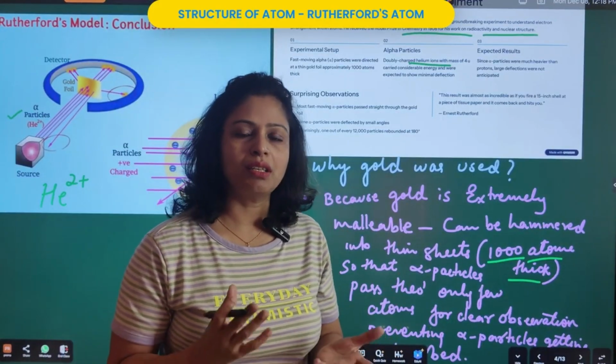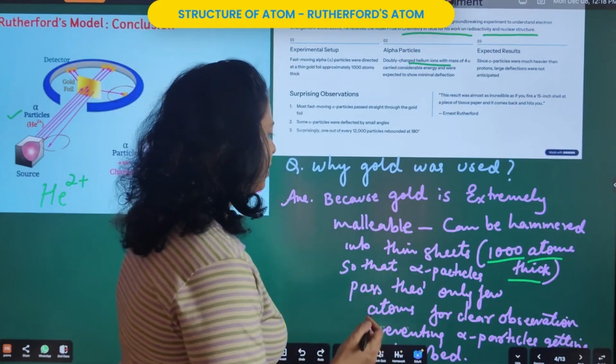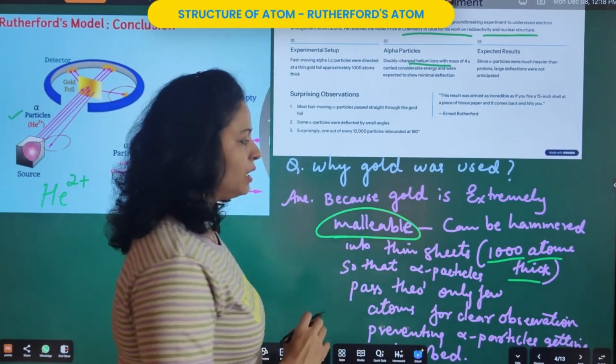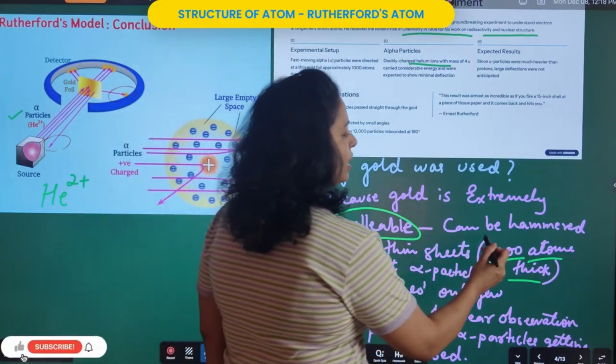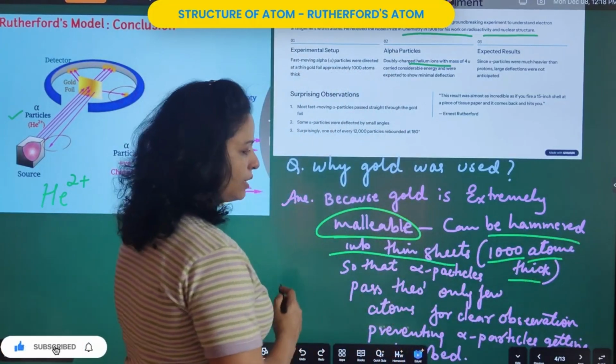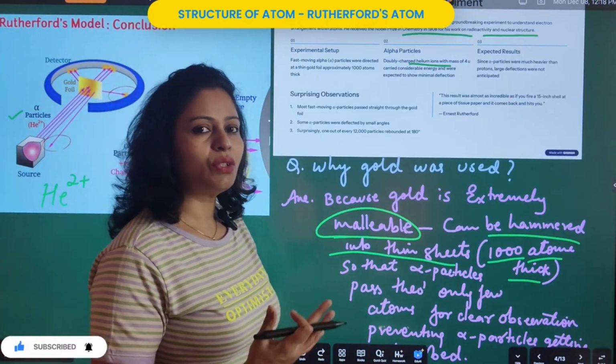You know that gold is a metal, and it is malleable, right? So what is malleability? It is a property of a metal where it can be hammered into thin sheets. And why do we need thin sheets of gold foil?